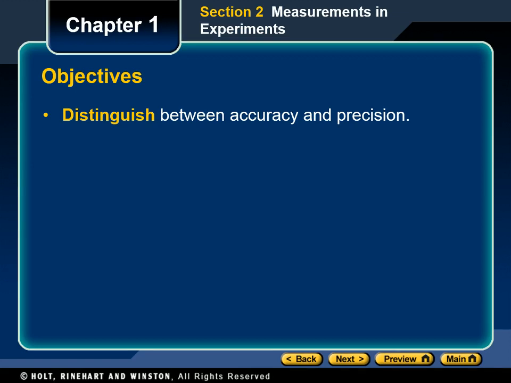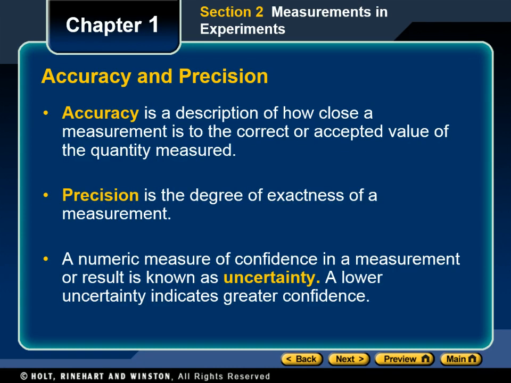At the end of this video, you should be able to distinguish between accuracy and precision. Chapter 1, Section 2, Accuracy and Precision. Because theories are based on observation and experiment, careful measurements are very important in physics.